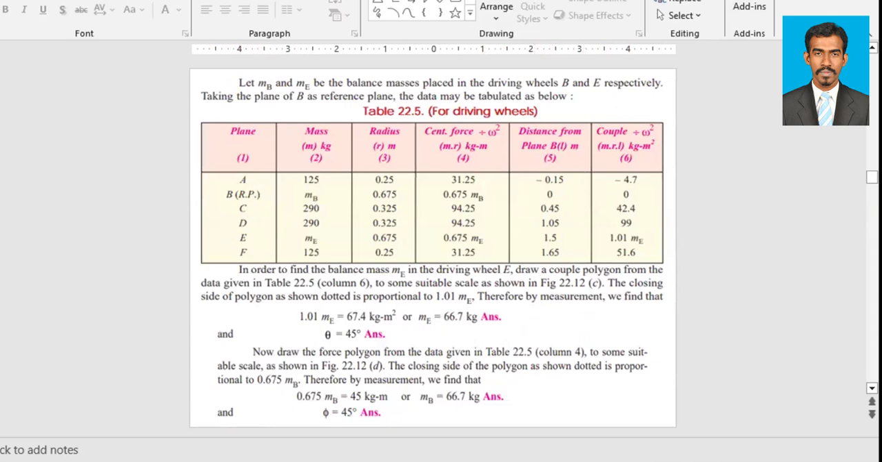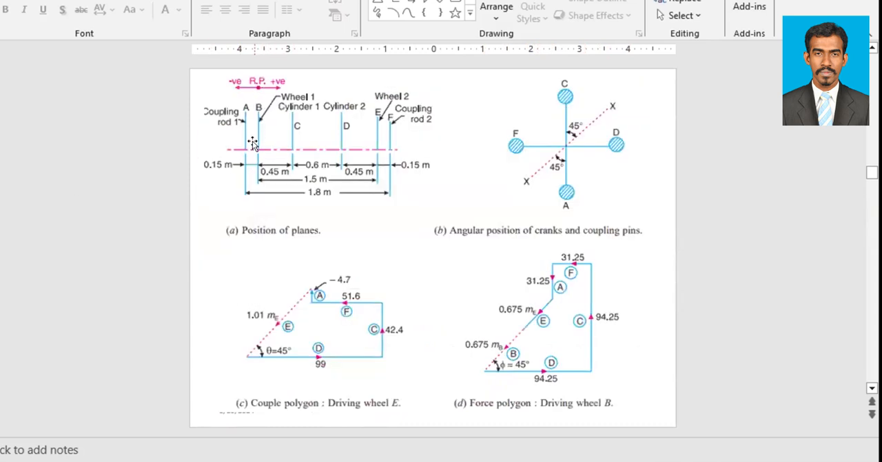From B to C, that is 0.45 meter. Similarly, from B to D, that is 0.6 plus 0.45, that is 1.05 meter. From B to E, that is 0.45 plus 0.45 plus 0.6, that is 1.5 meter. From B to plane F, that is 0.45 plus 0.6 plus 0.45 plus 0.15, that is 1.65 meter.